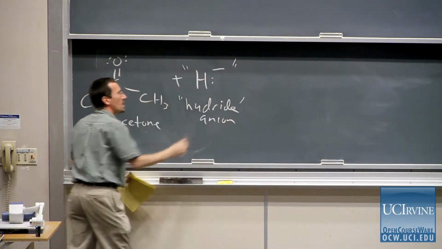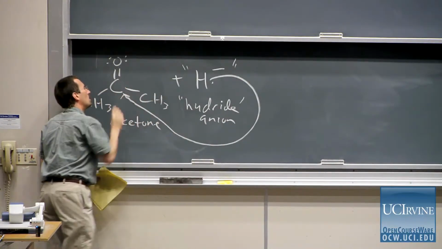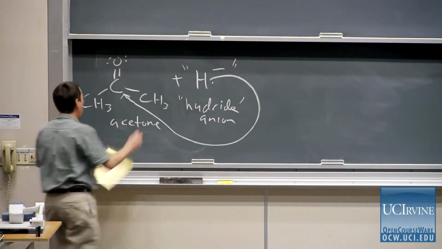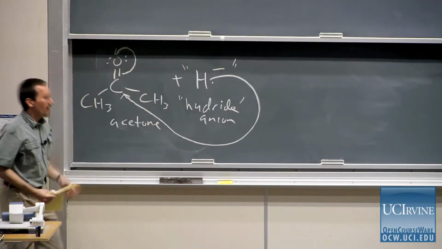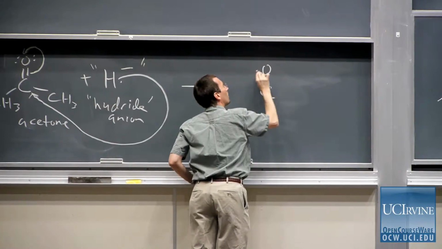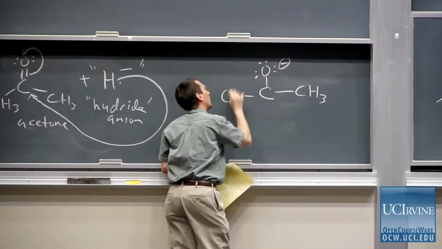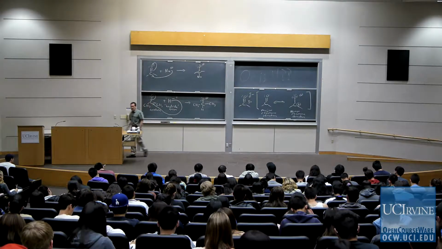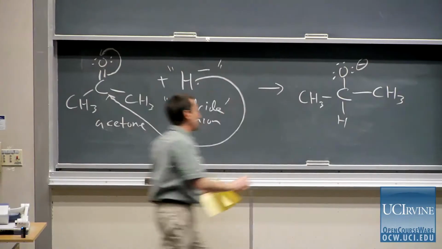Put the hydride in quotes. And so electrons are going to flow from the hydride, from the lone pair, to the carbonyl. And again, we can't stop at that point. Our electrons have to flow up from the double bond onto the oxygen atom. And so when all is done, now we have an anion. It's the anion that would have been derived from isopropanol, so we call it the isopropoxide anion.